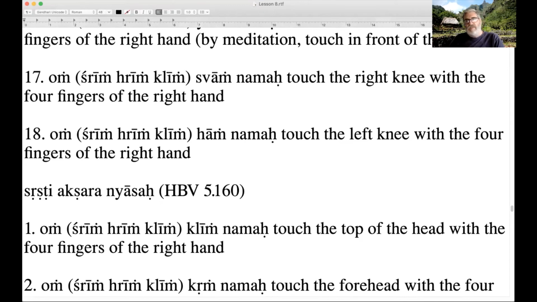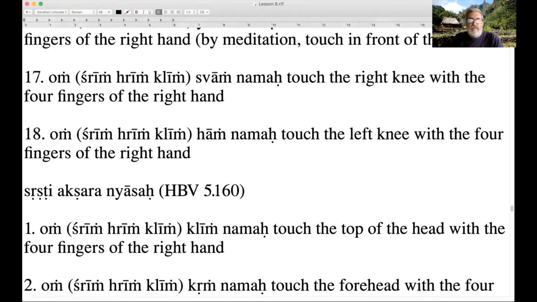And of course, this is also done only by meditation, because we don't touch below the waist or any place which is normally considered to be contaminated or not clean. Although we did the Bhuta Shuddhi, we consider everything to be clean, but we don't.